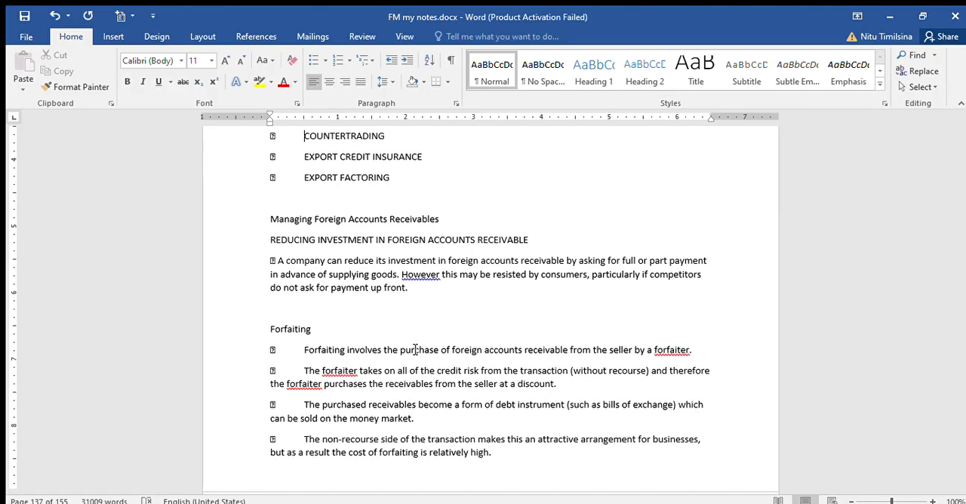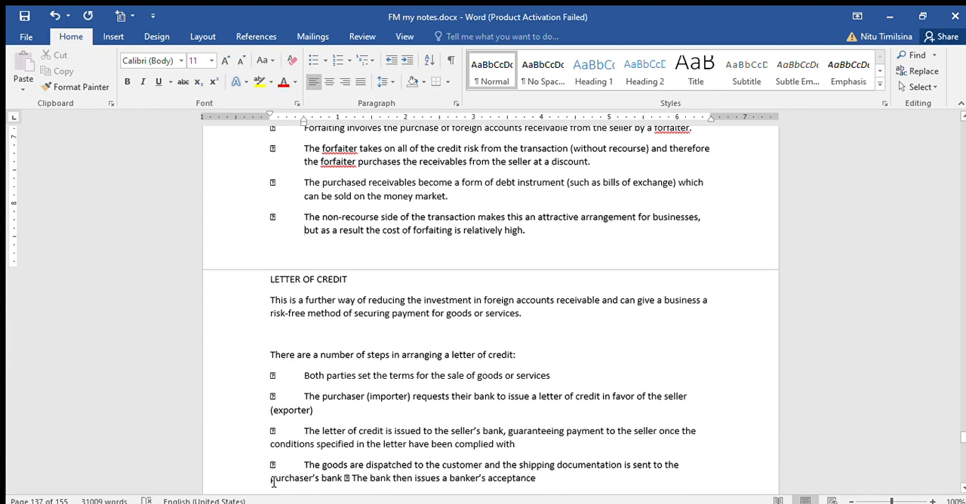Forfeiting involves the purchase of foreign accounts receivable from the seller by a forfeiter. A forfeiter takes on all of the credit risk from the transaction without recourse, and therefore the forfeiter purchases the receivable from the seller at a discount. The purchased receivable becomes a form of debt instrument such as a bill of exchange, which can be sold on the money market. The non-recourse side of the transaction makes this an attractive arrangement for businesses, but as a result the cost of forfeiting is relatively high.